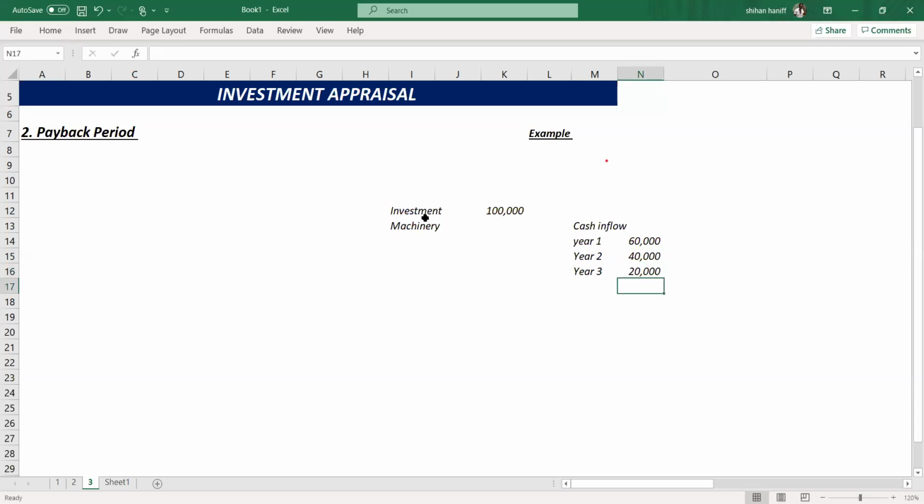This is my payback period. I invest 100,000 to purchase a machinery. And in year 1, I'm getting 60,000. Year 2, I'm getting 40,000. Year 3, I'm getting 20,000. That is my payback period. Just what comes to your mind? You look at this example. Any idea of payback period?